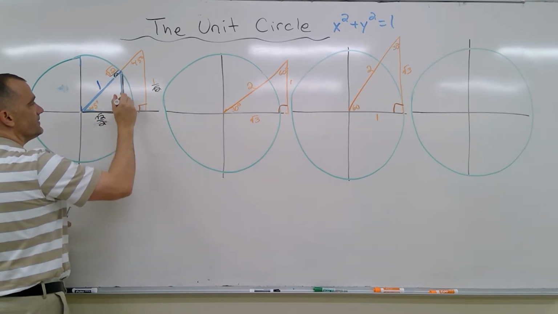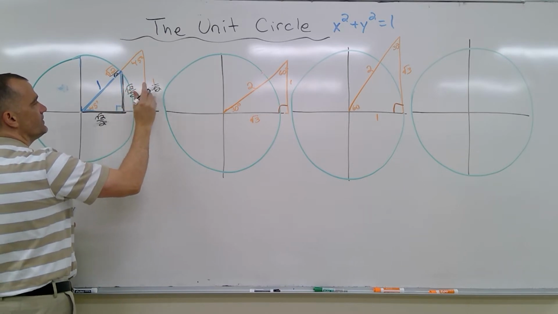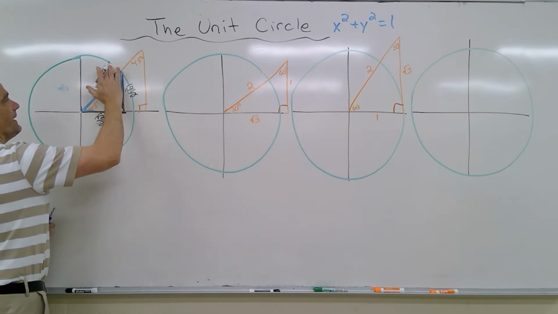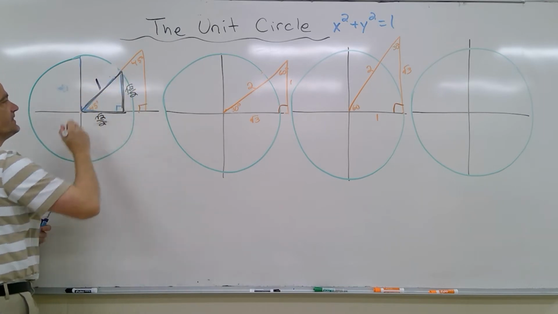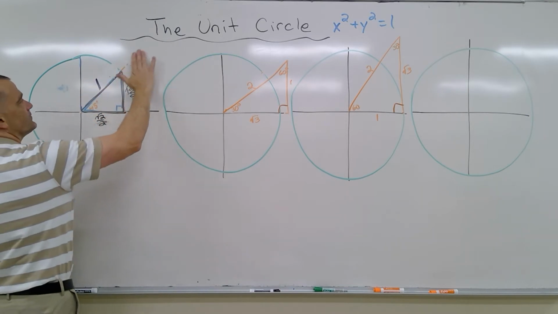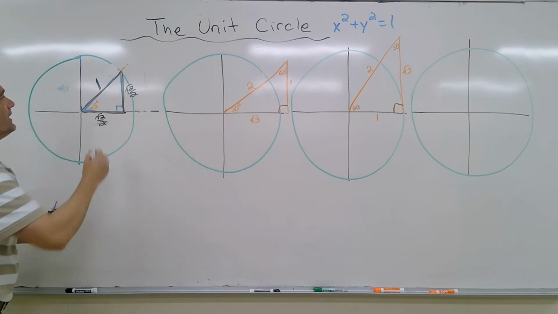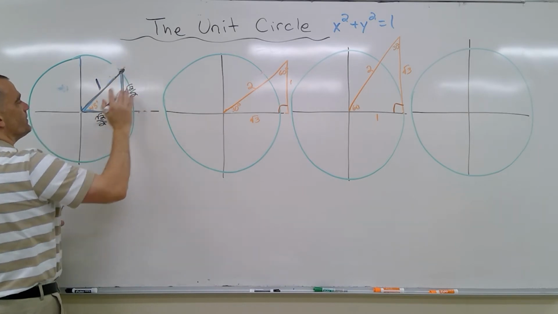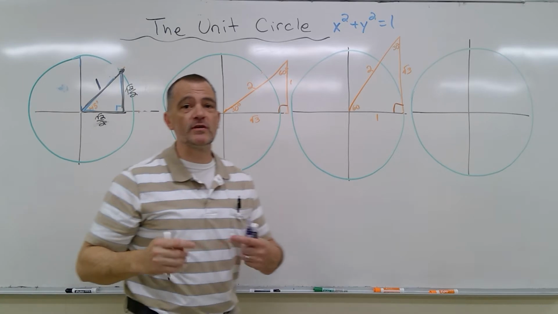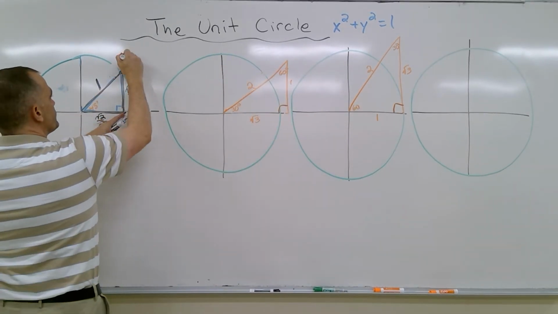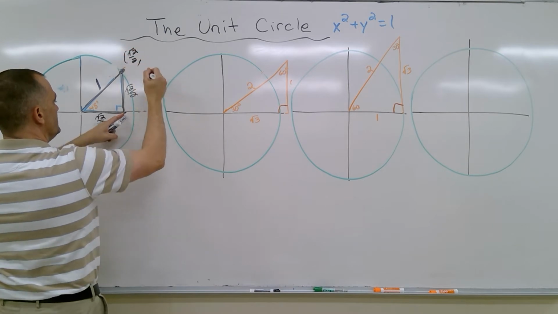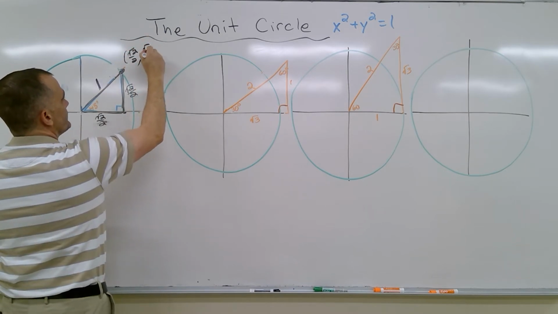This side length here becomes the square root of 2 over 2. And then the hypotenuse becomes just 1. So we're looking at just this triangle right now. This one kind of goes away into our memory. So what happens is this ordered pair that coincides with a 45-degree angle on the unit circle is the square root of 2 over 2, the square root of 2 over 2.